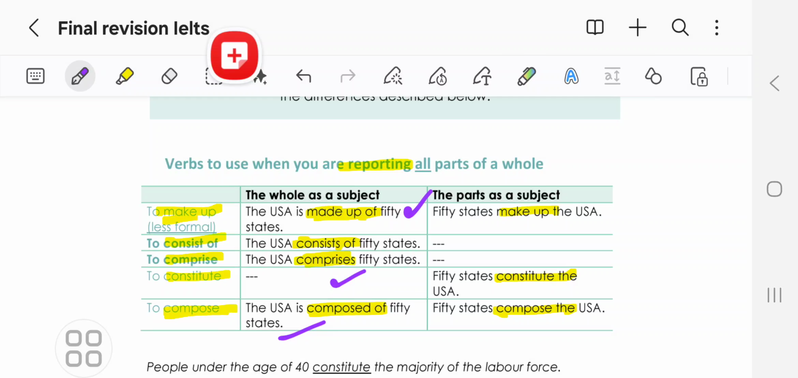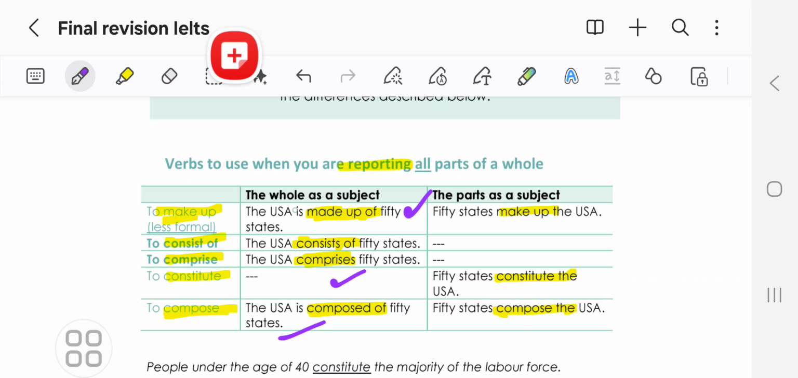For example, consist of: the USA consists of 50 states, India consists of 20 states, Australia consists of this thing. And Australia is made up of this thing. So a house is made up of bricks, and a house is composed of this one. You can't say that a house consists of, but it is made up of. So just remember these things.